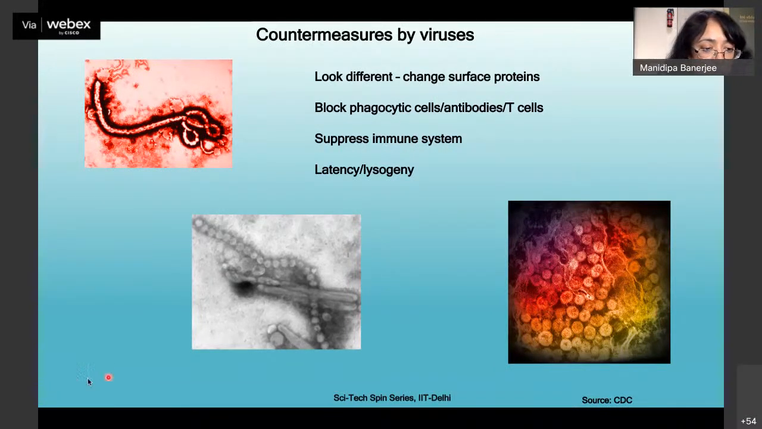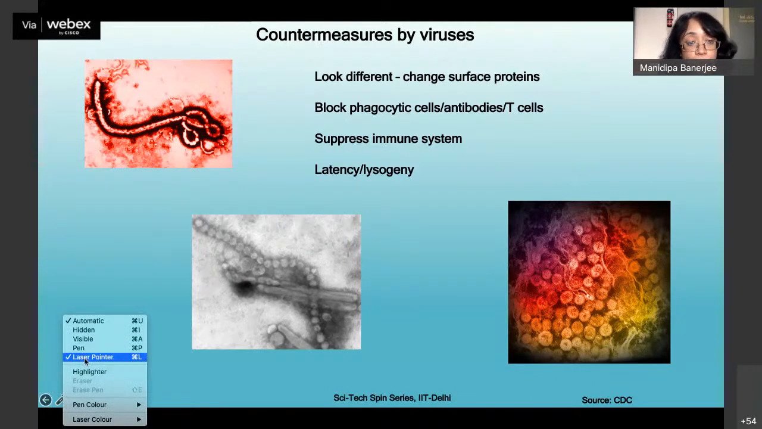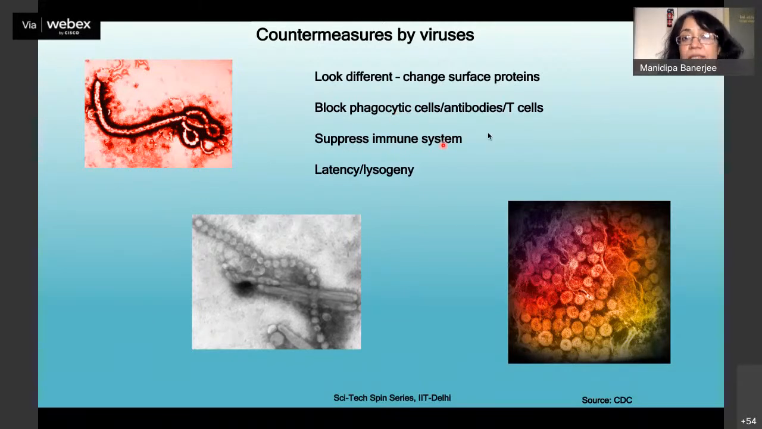Now, what do viruses do? So this was the question someone was asking me. If our body can do so much, the cytokine response, the innate immune system, the adaptive immune system, T cells, B cells, everything is there, how do viruses take over? So viruses continually try to look different. There is antigenic variation. They try to change the surface proteins so that they look different and are not readily recognized by the immune system. Viruses also try to block phagocytic cells or antibodies or T cells. The molecular mechanisms are very intricate, so I'm not going into it. They can also suppress the immune system and they can also stay in a lysogenic state or in a latent state.